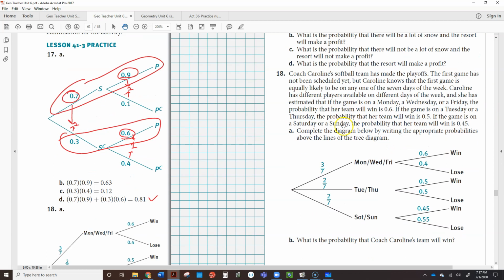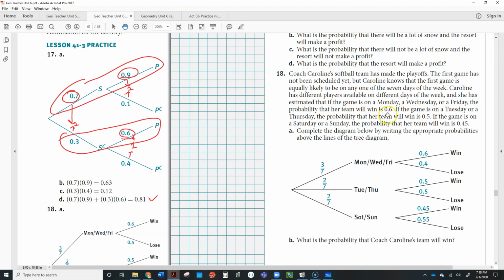All right, so this is an interesting bracket. There's 3 different times that you can play. You can play on a Monday, Wednesday, Friday, or you can play on a Tuesday, Thursday, or you can play on a Saturday, Sunday. So during the week or on the weekend. All right. So this is 3 days out of the 7 days that are in the week. This is 2 of the days out of the 7 days in a week. And this is 2 of the days out of the 7 days in a week.